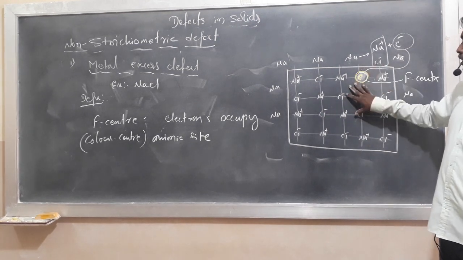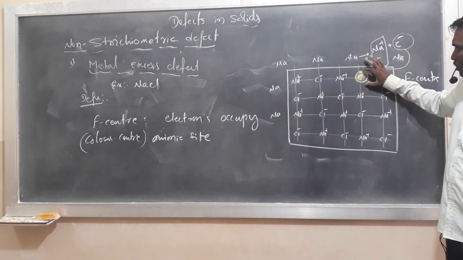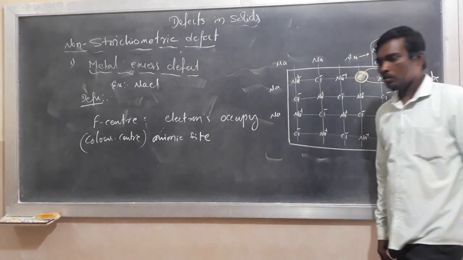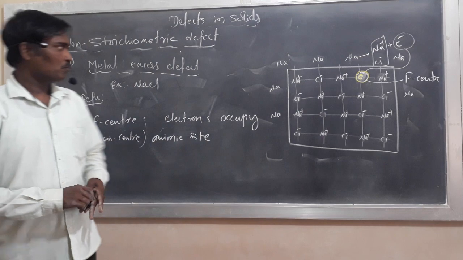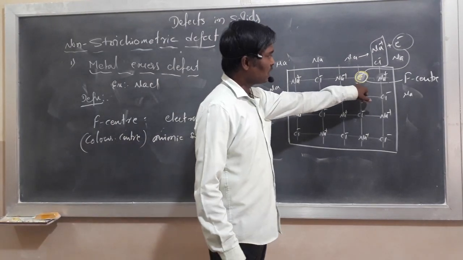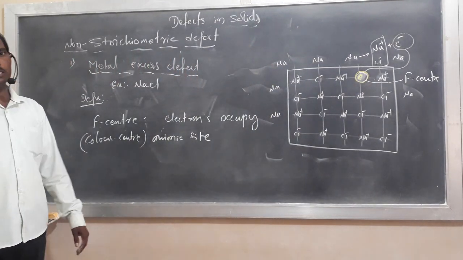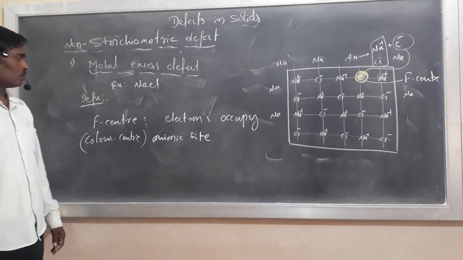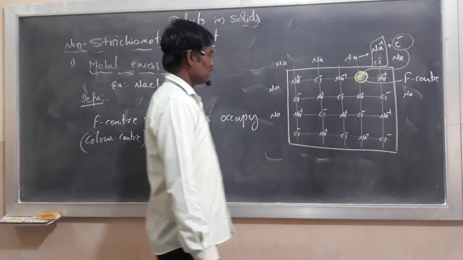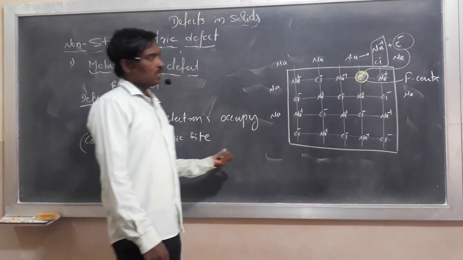After the metal excess defect is observed in that sodium chloride crystal, due to the presence of these electrons, the crystal appears light yellow. That yellow color is because of the F centers, because of the electrons present in the crystal. Also, the conductivity of sodium chloride increases due to the presence of the electrons. And the color, as I told students, is because of this electron.